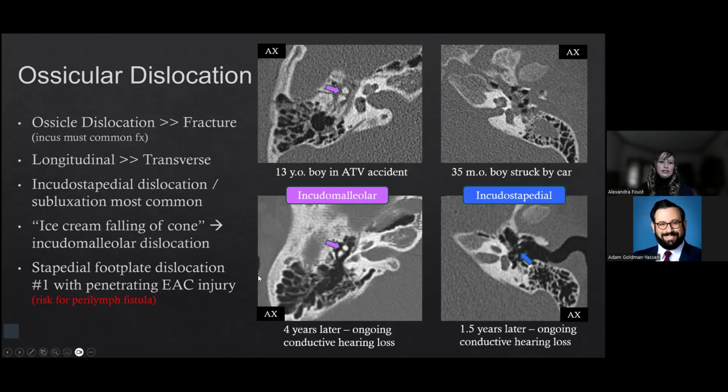Finally, stapedial footplate dislocation is something that comes up more in the setting of penetrating injuries. But if that does happen, there's a risk for perilymph fistula, since the stapes footplate at the level of the oval window is separating perilymph from the middle ear cavity.